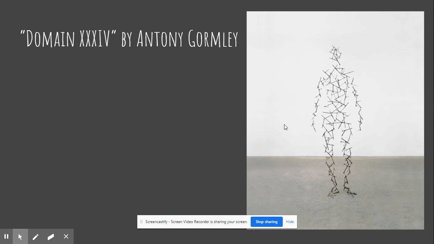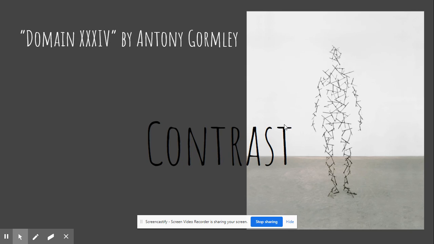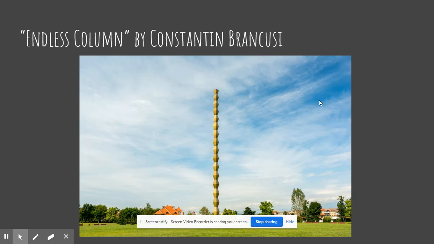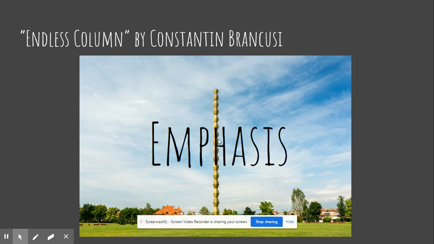If you were to say which principle of design this falls into, it could really fall into quite a few of them. But one that we could focus on would be contrast. You can see the contrast of the black sticks with the white background and the space in between. Here we have another one. This is called Endless Column by Constantin Brancusi. And you can see it is a tower. It's all by itself. This would be emphasis.